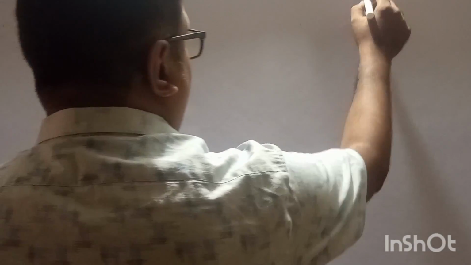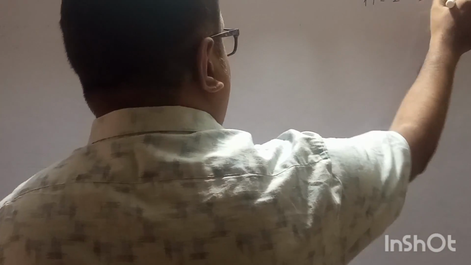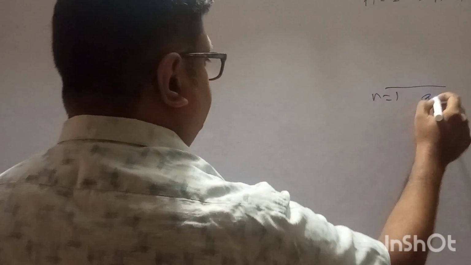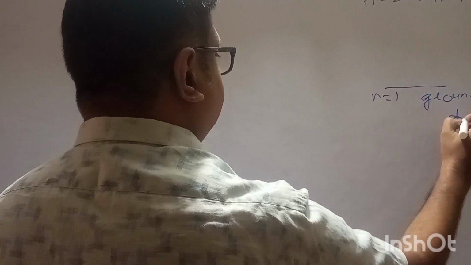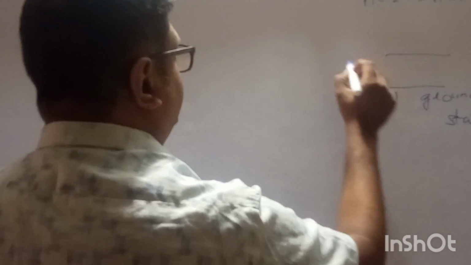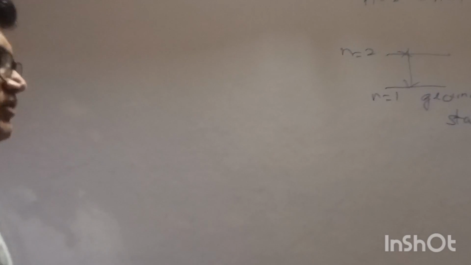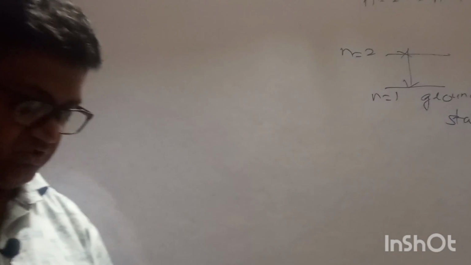In this question, he's talking about a transition of electron from n is equal to 2 to n is equal to 1, and he's asking what is the shortest wavelength that has been produced. So n is equal to 1 is the ground state, and n is equal to 2 is the first excited state. So the electron is jumping from n is equal to 2 to n is equal to 1. That is the situation given.